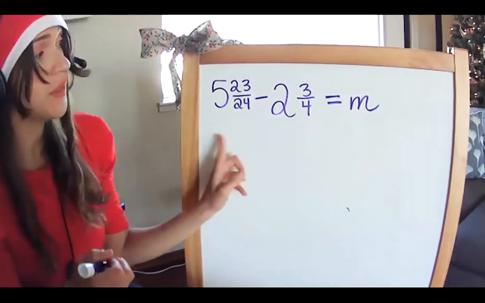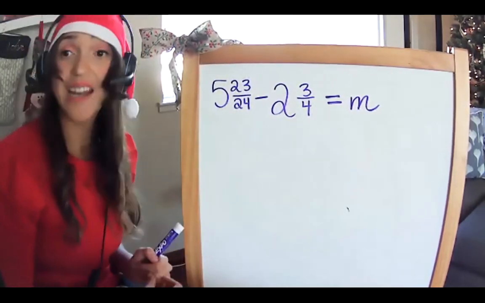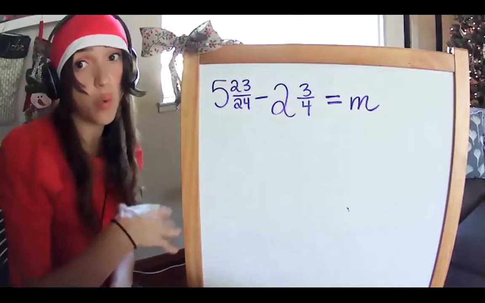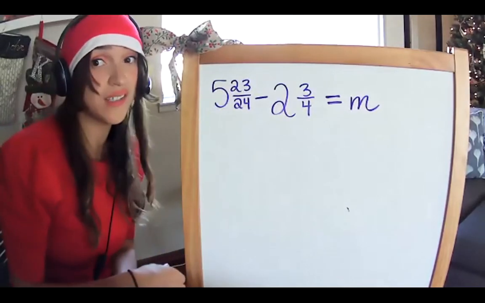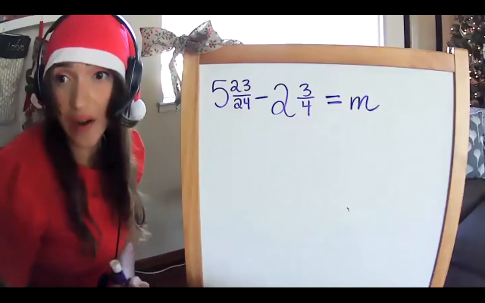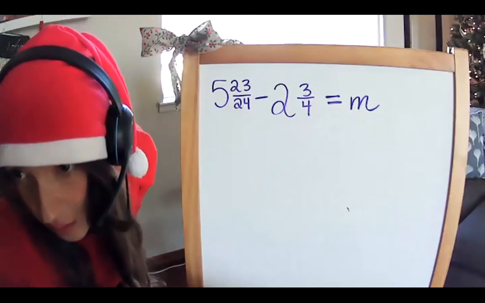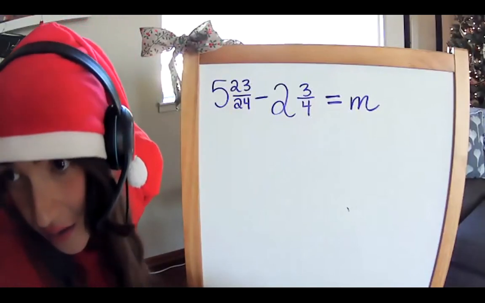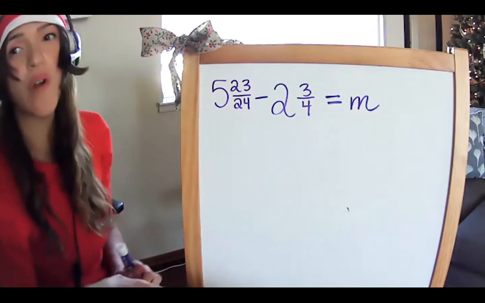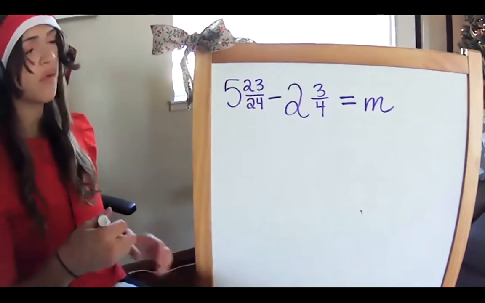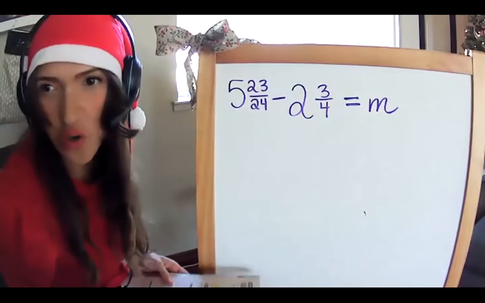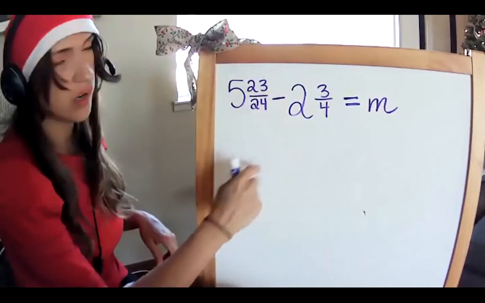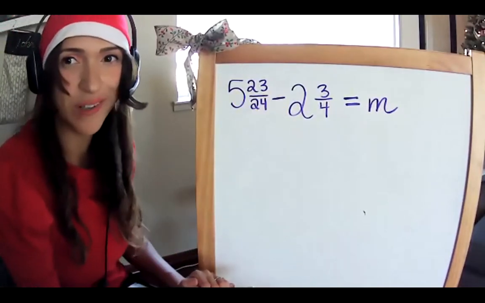I didn't say you had to solve it yet. I just want to know what the problem would be. Since we didn't solve it, you would use your variable. It'd be 5 and 23/24. You just changed your symbol.